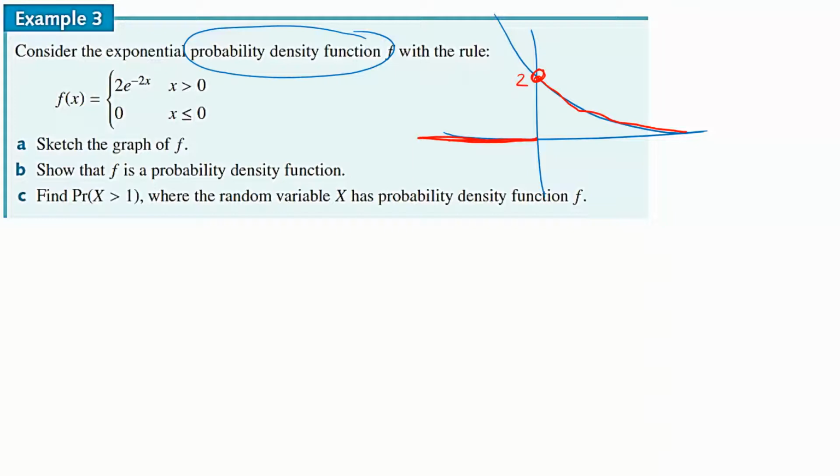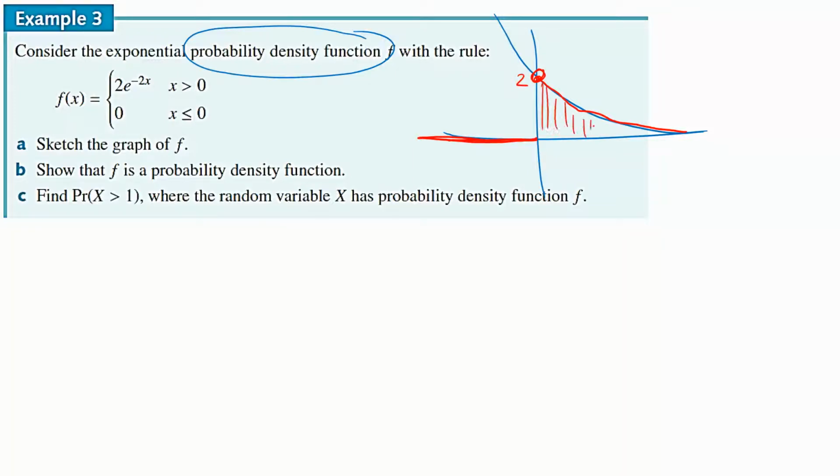Is the graph above the x-axis? Yes, it is. That means the area under the curve is positive. Second condition is, does the area add up to 1? Because the probabilities have to all add up to 1, because probability is now area, right? So we want to model that.